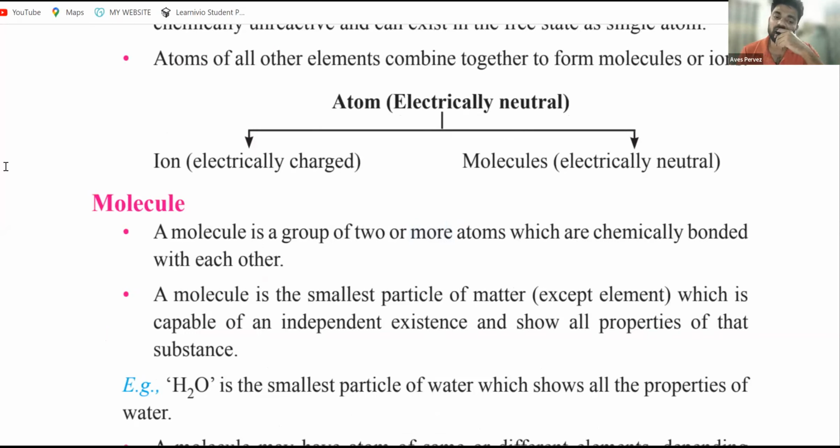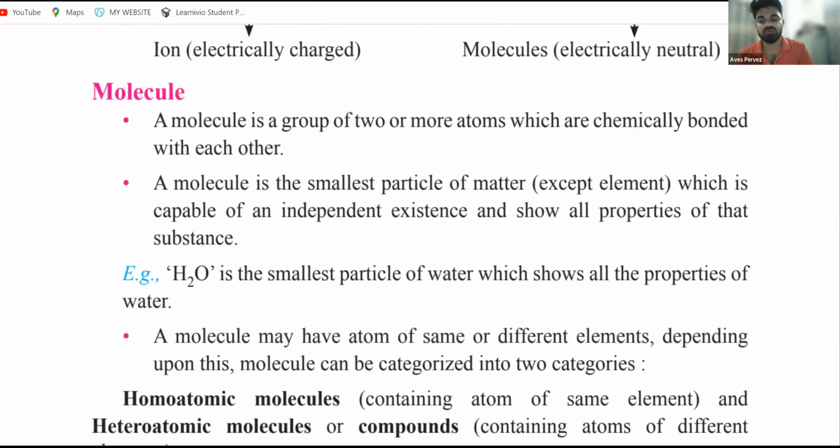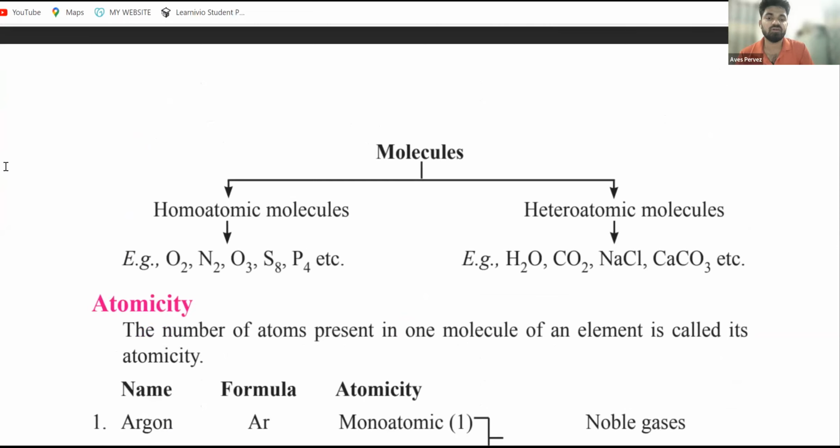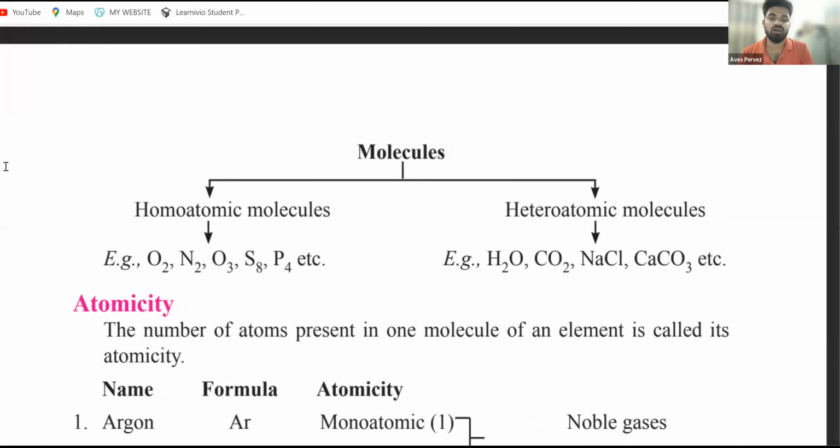What is a molecule? We have discussed that when two or more atoms chemically combine together, they form a molecule. A molecule may be of two types. One is a heteroatomic molecule, like H2O. When the same element combines together, it also forms a molecule, like O2, Cl2, I2. They are called homoatomic molecules. So please make this table, only this one: molecules, homoatomic and heteroatomic.